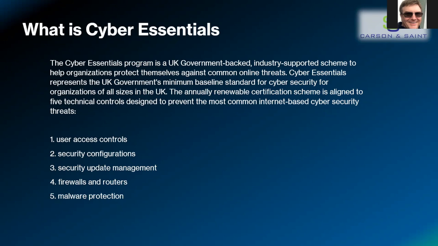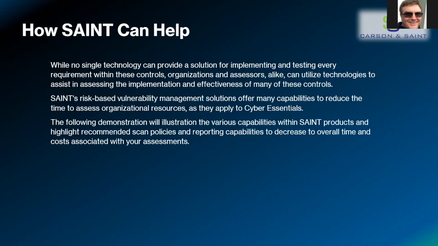The annual renewable certification scheme is aligned to five technical controls designed to prevent the most common internet-based cybersecurity threats, to include user access controls, security configurations, security update management, firewalls and routers, and malware protection. While no single technology can provide a solution for implementing and testing every requirement within these controls, organizations and assessors alike can utilize technologies to assist in assessing the implementation and effectiveness of many of these controls.